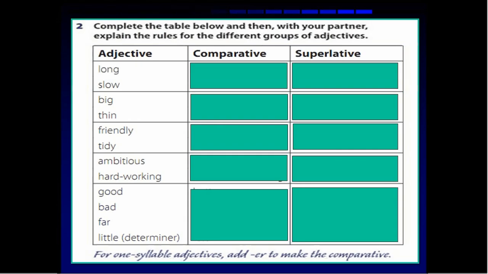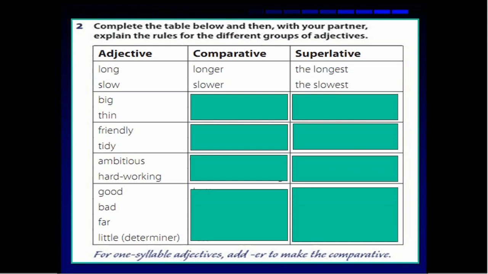Come with me to take with each other. How can we form the adjective to be in a comparative form or superlative form? We have long as a first one here. Long, longer, slow, slower. What about superlative form? The longest, the slowest.